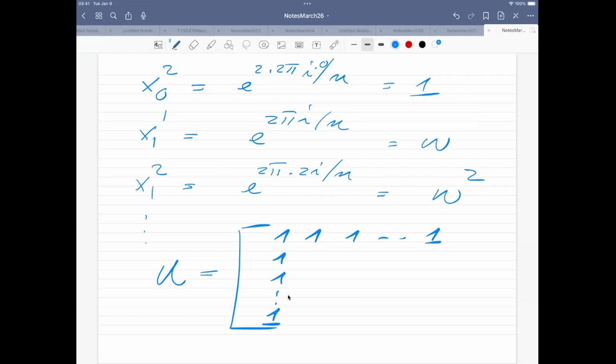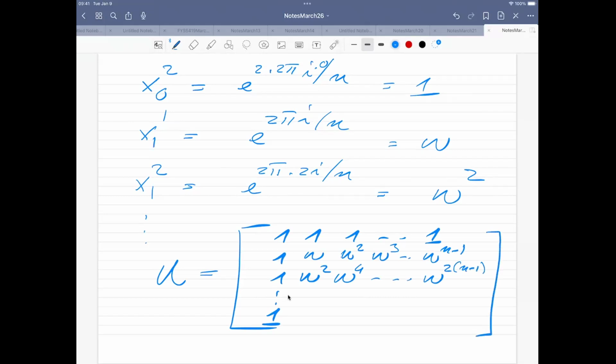But then I get omega, I get omega squared, I get omega cubed, and this goes all the way up to omega to the power of n minus 1. Here, for the second one, I would get omega squared, and then omega to the power of 4. And this would continue up to 2 times n minus 1.